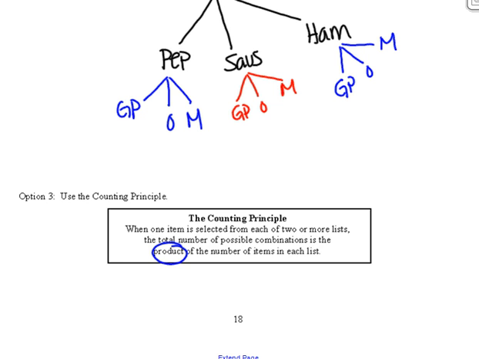So because we selected one meat and one veggie, we can use the counting principle to find our total possible pizzas we can make. So we had a meat option and we had a veggie option. There were 3 different meat options we had. We had pepperoni, sausage, and ham. We also had 3 different veggie toppings. We had green peppers, onions, and mushrooms. So if we take the product of those 2 numbers, we're going to get that 9 total possible outcomes for our pizza options.